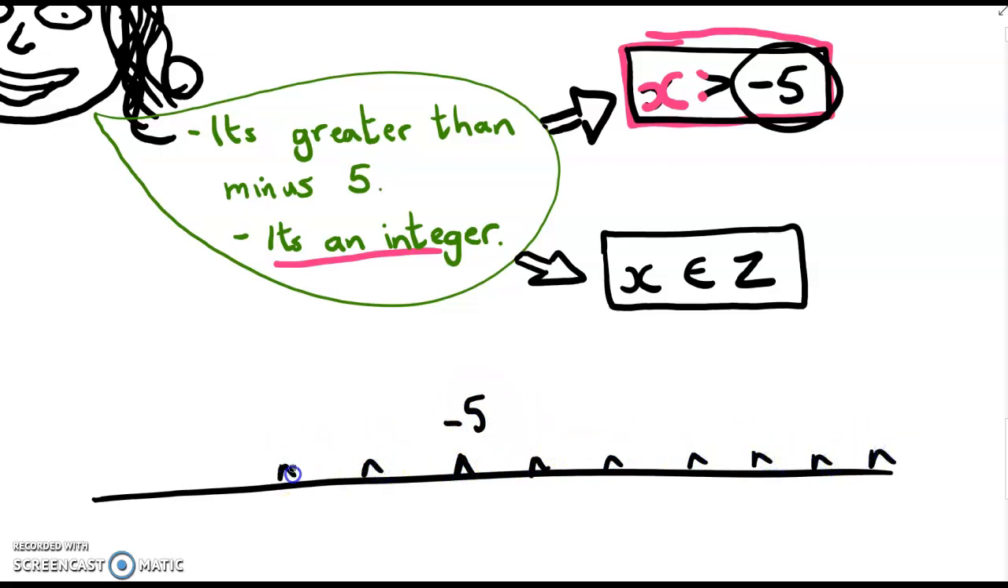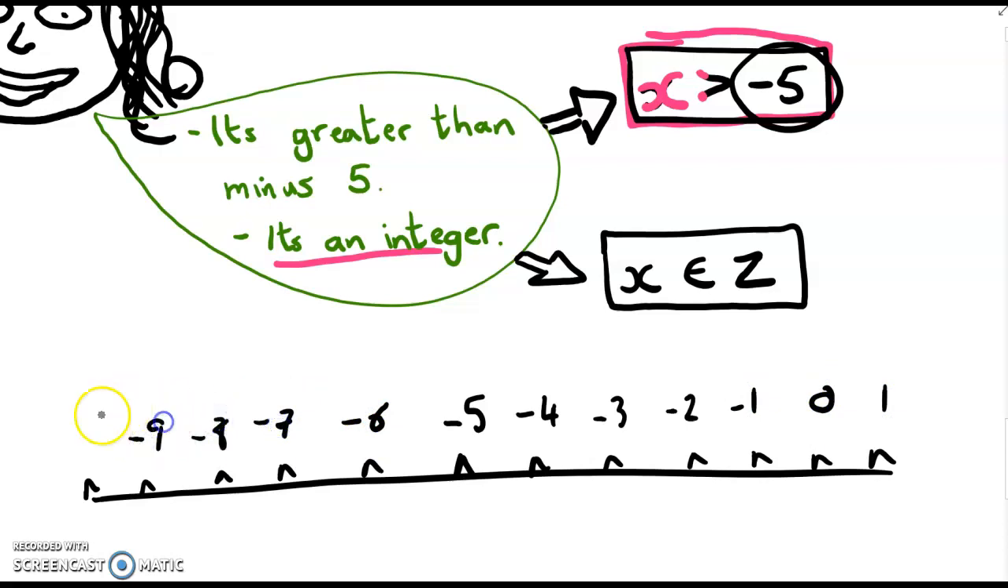Be careful how you number this number line. What would be here? It's -4, -3, -2, -1, 0, 1. And what would be here? -6, -7, -8. No harm to practice drawing number lines. Now, let's see what we need to do here.